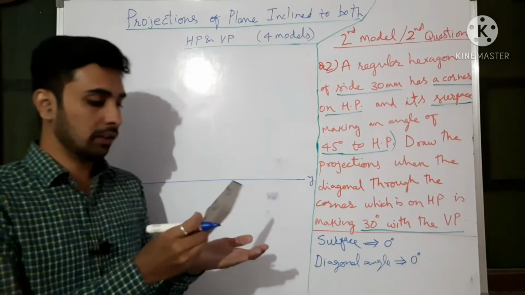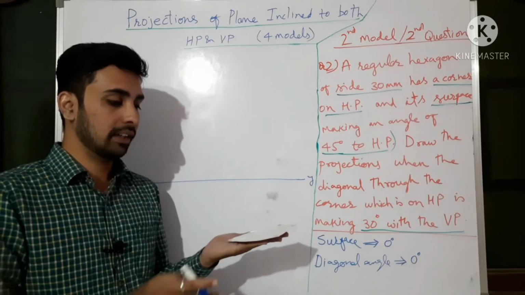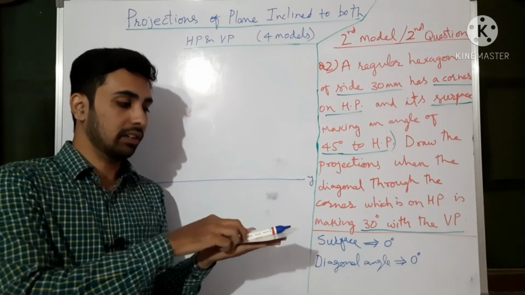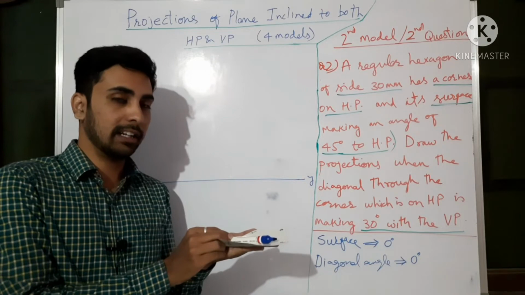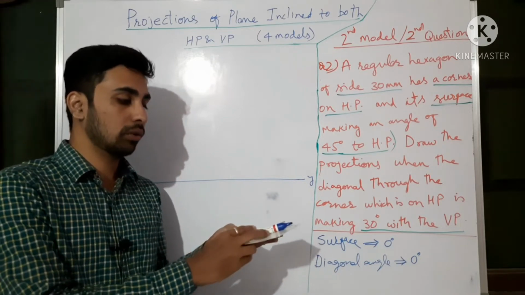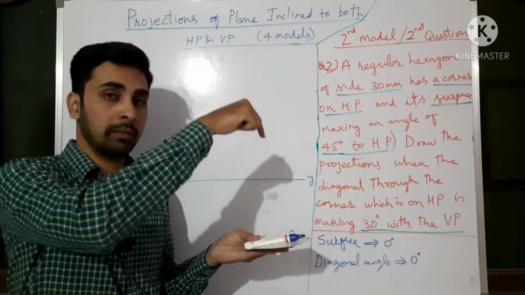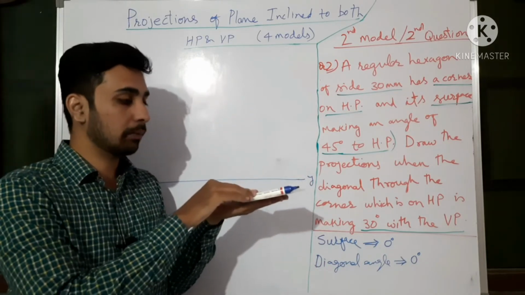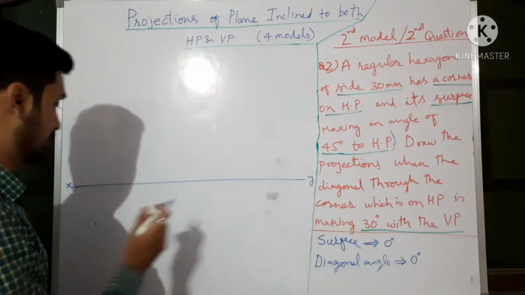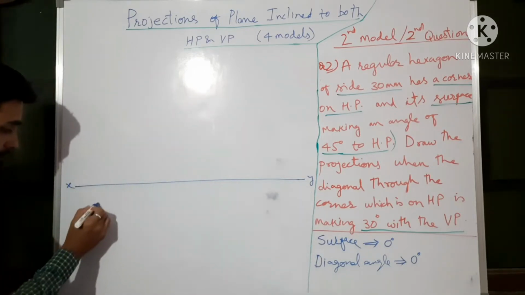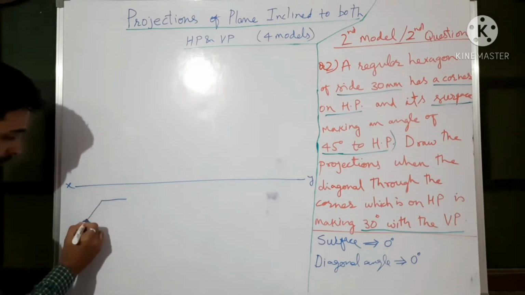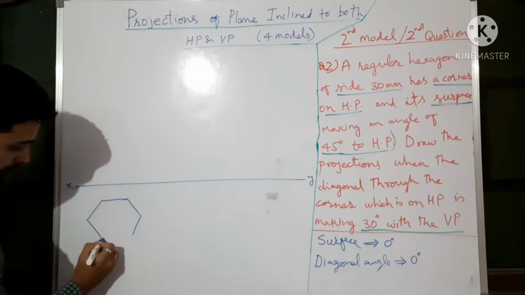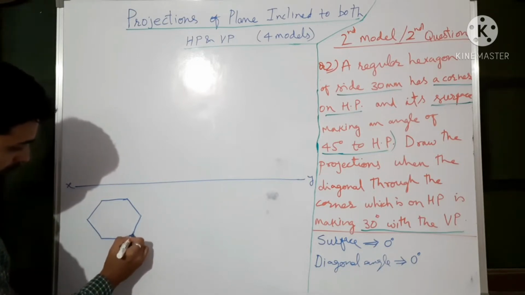If you give surface inclination 0 degree, it will be like this. Sorry, not edge, this corner inclination is 30 degree like this. So corner inclination we are assuming 0 degree like this. So the true shape of the hexagon will be visible from the top. From the front only one line will be visible to you, and the shape goes downside because of the top view. This is the first step.